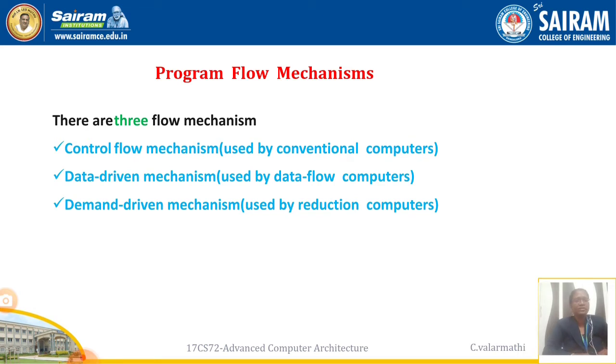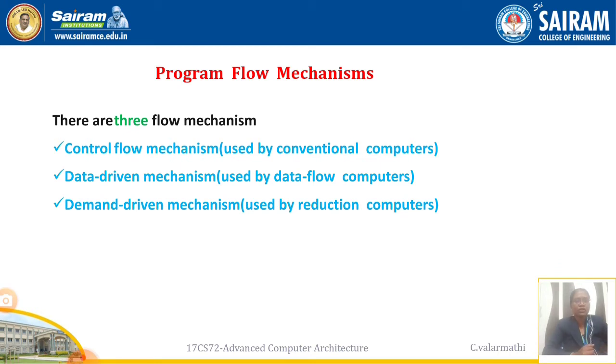In a few cases only, based on demand, the reduction models mechanism is different. But the famous program flows are based on either control flow mechanism or data flow mechanism. So this program flow mechanism is divided into three categories: control flow mechanism, data driven mechanism and demand driven mechanism.